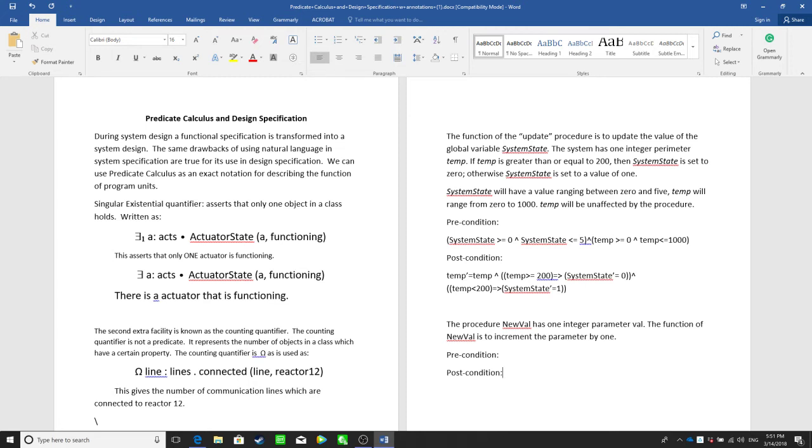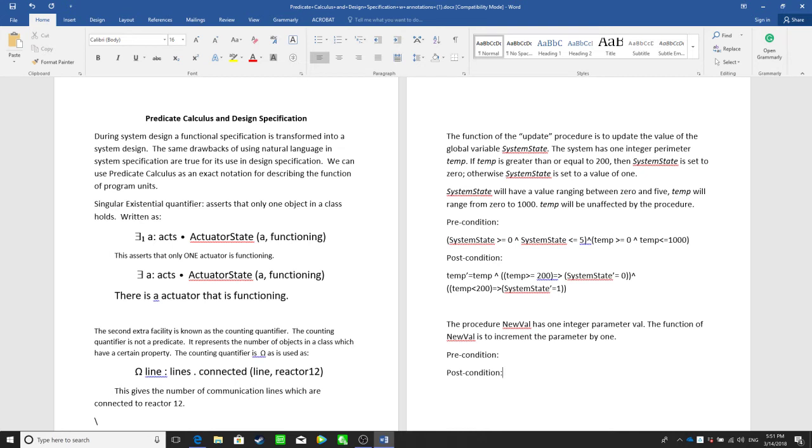Now let's go back. So precondition. Let's specify what the precondition is in natural language. What should the values be? The only parameter here is val, right? So the precondition and postcondition need to have something to do with val.